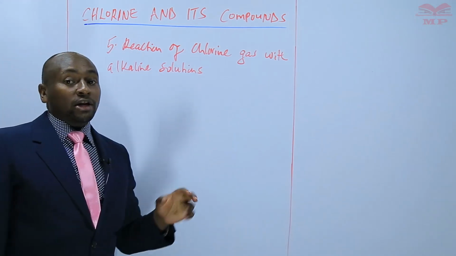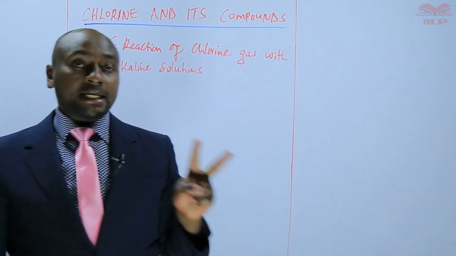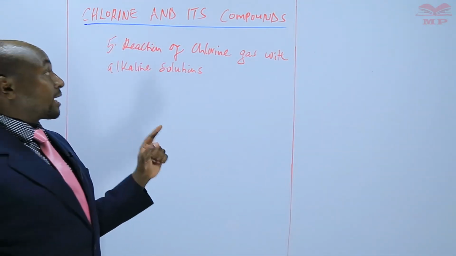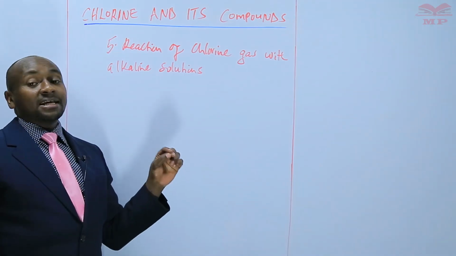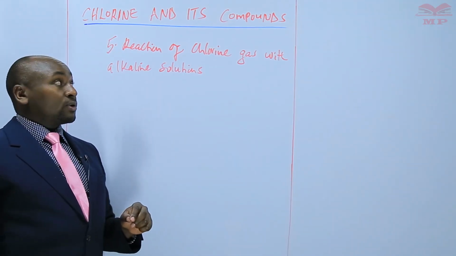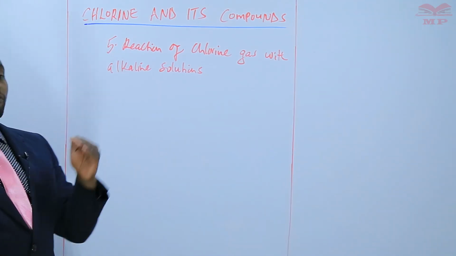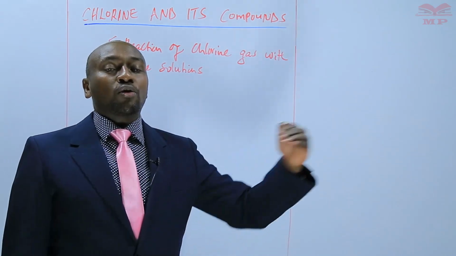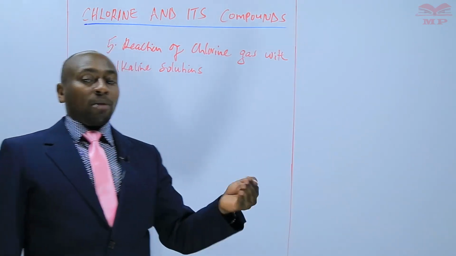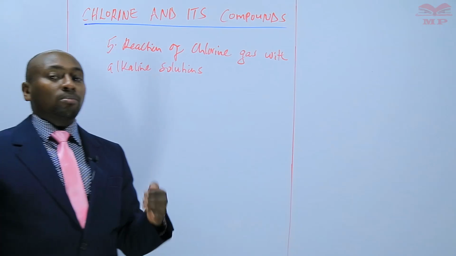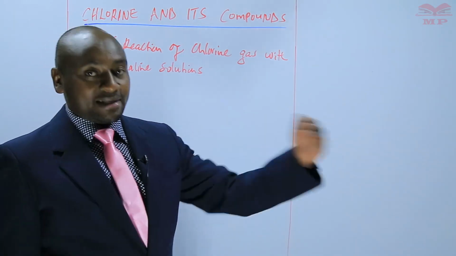Remember, chlorine forms two acids. There is hydrochloric acid and there is hypochlorous acid. From hydrochloric acid, we form salts that are called chlorides. And from hypochlorous acid, we form salts that are called hypochlorites.